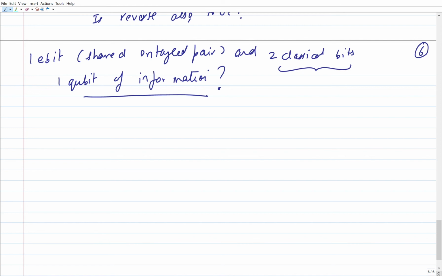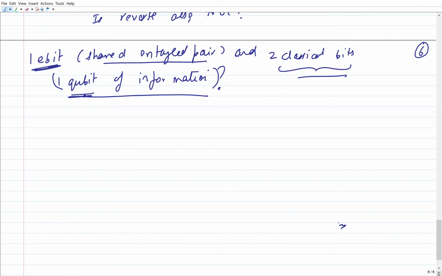It just looks like the reverse of superdense coding. In superdense coding, I had one e-bit and one qubit of quantum information which I was allowed to communicate, and I was able to send you two classical bits, A and B. Over here, I have one e-bit, the same shared entangled pair, and I give you freedom to communicate two classical bits. Alice can communicate two classical bits to Bob. The question is, can it communicate one qubit of information to Bob?